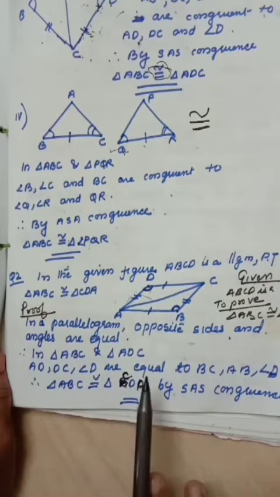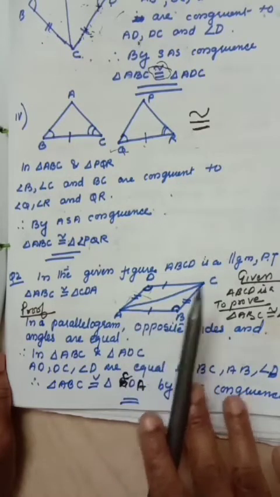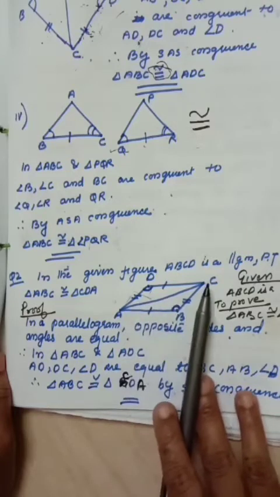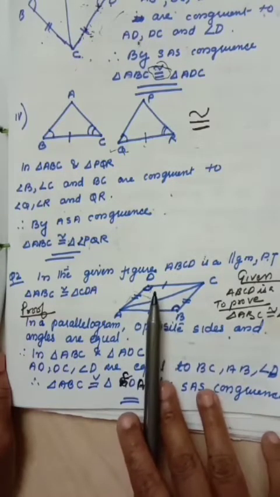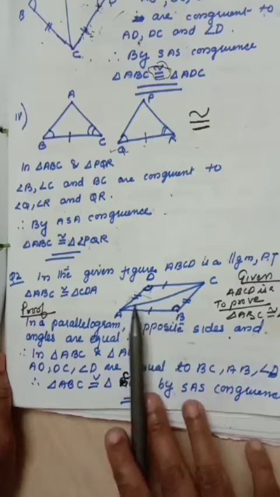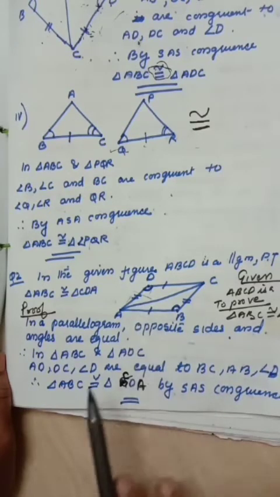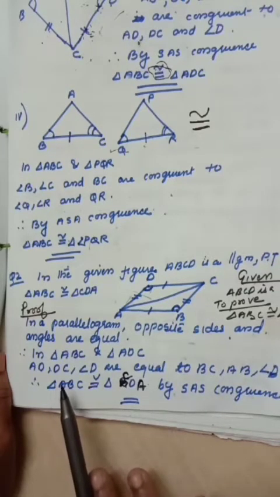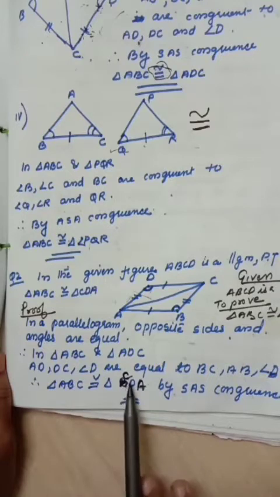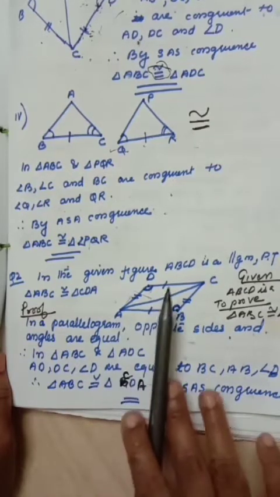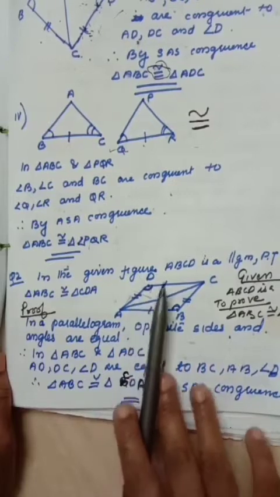AC equal to CA. This side is common for this triangle and this triangle. These two triangles have one common side, CA. Okay, first you have to check it. AB equal to CD. Correct, these two sides are equal.